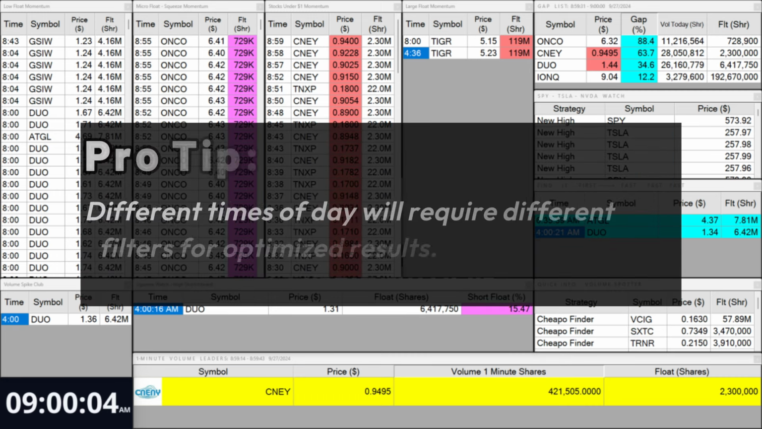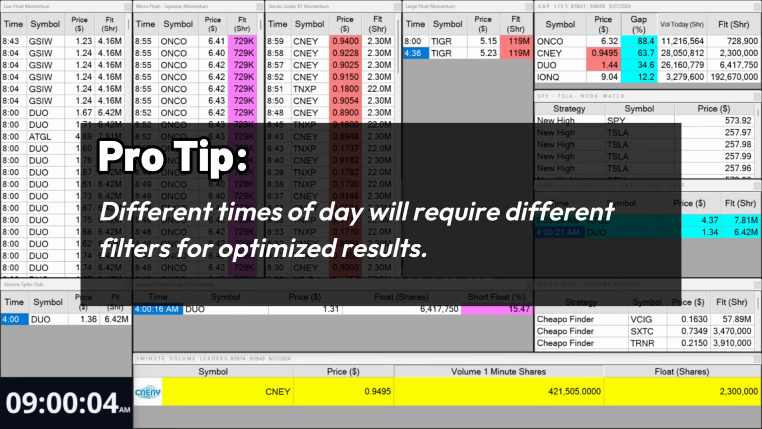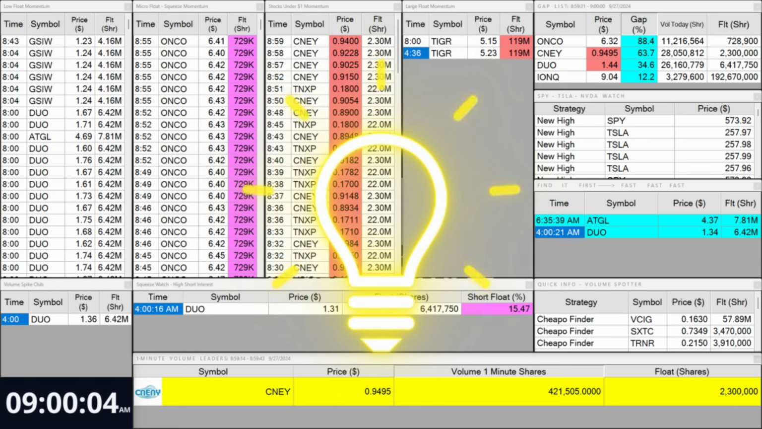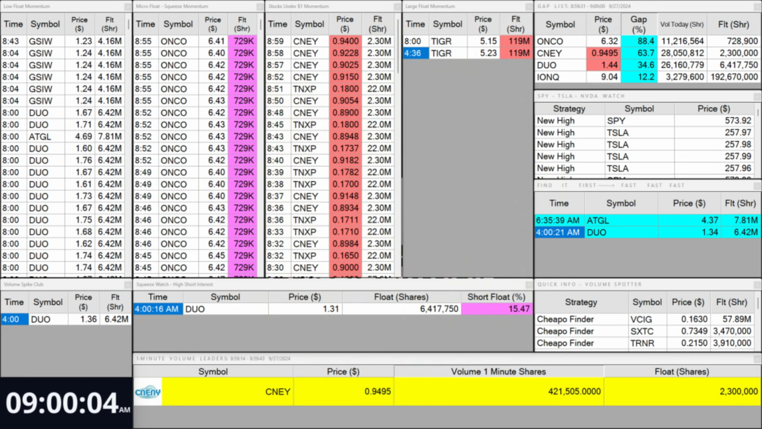In my experience, different times of day will require different filter settings for optimized results. For this layout, we chose to go with a mostly vertical look. This style allows for more results per alert window rather than a more horizontal approach. We will start from the top left and break down each scanner window and what we are expecting for results.